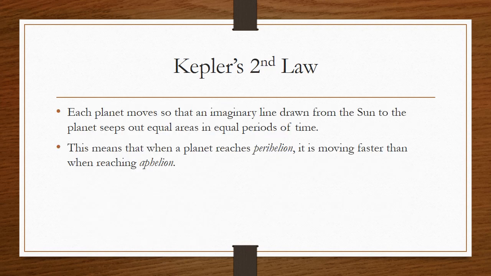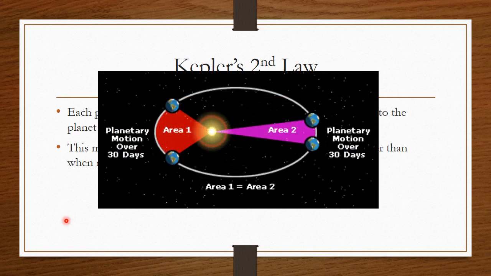Kepler's second law of motion says that each planet moves so that an imaginary line drawn from the Sun to that planet sweeps out equal areas in equal periods of time. What that really means is that when a planet reaches perihelion, when it's closest to the Sun, it's moving faster than when it reaches aphelion. Since it's closer, it's going to be moving faster. And here's a picture that sums it up a little bit better.